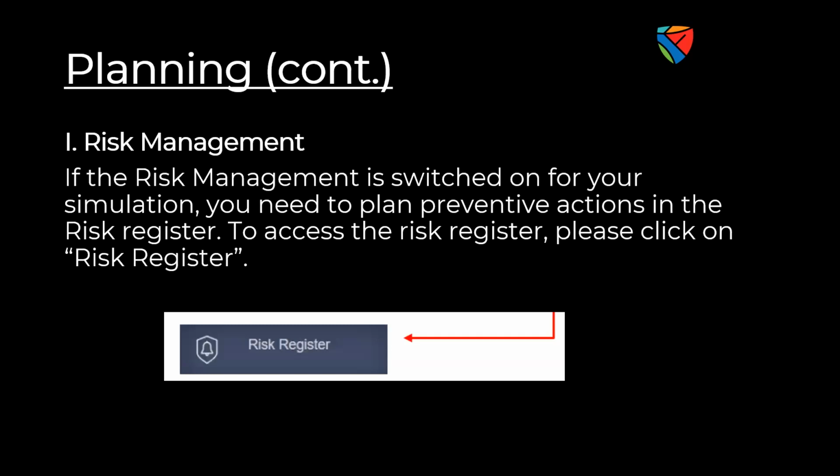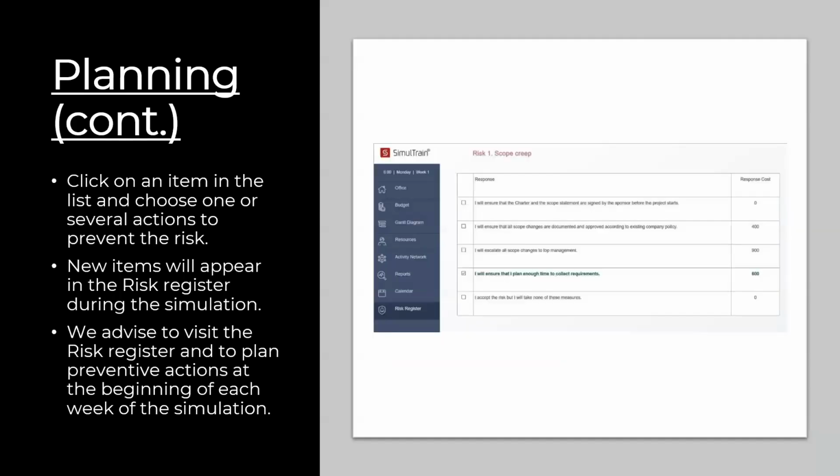All right. And then we have risk planning. If the risk management is switched on for your simulation, you need to plan preventive actions in the risk register. To access the risk register, please click on risk register. All right. This is your risk register. Okay. Click on the item on the list and choose one of the several actions to prevent risk. New items will appear in the risk register during the simulation. We advise to visit the risk register and to plan preventive actions at the beginning of each week of the simulation.